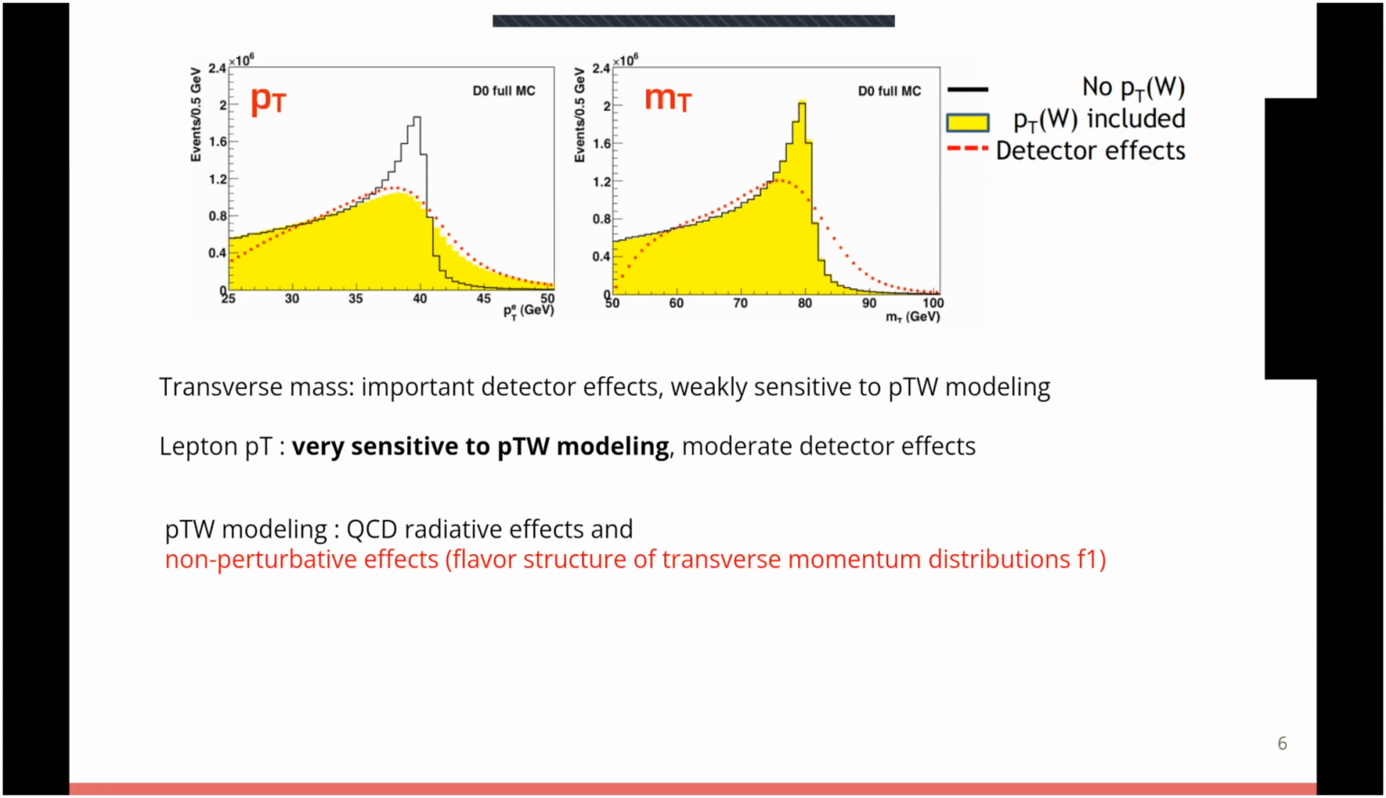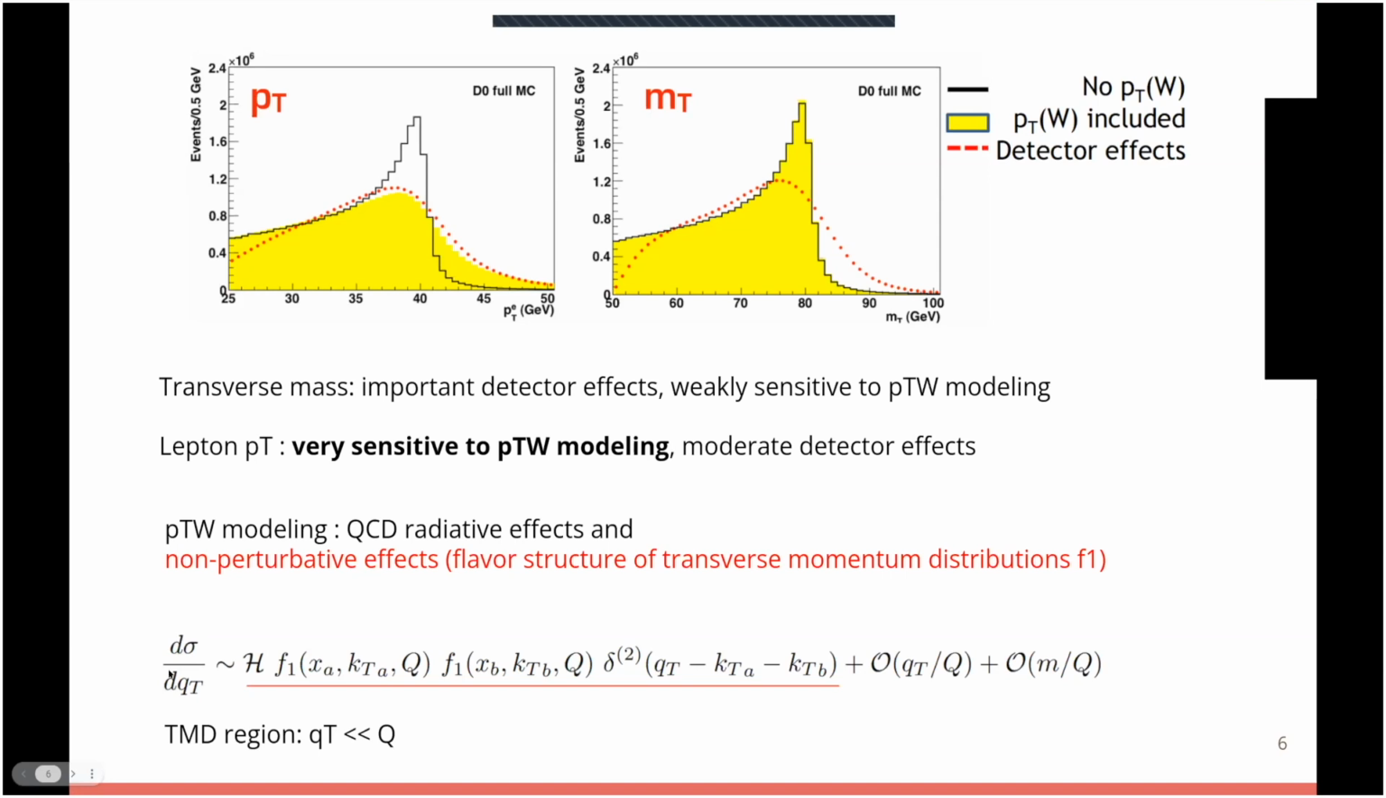So the way you connect the cross section differential with respect to the transverse momentum of the Z or the W with TMD PDFs is more or less the following, really in a nutshell. We have the convolution of two TMD PDFs, F1 and F1 here, considering the quark anti-quark annihilation. In these functions you have the QCD radiative effects from the renormalization of these functions, but you also have the non-perturbative effects associated to the transverse momentum as well.